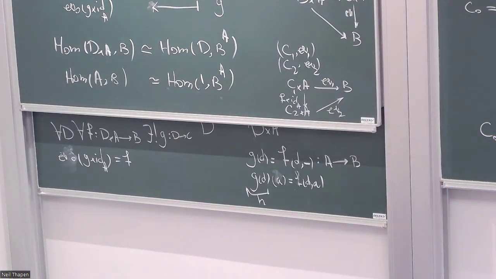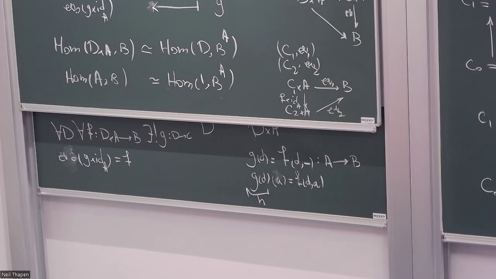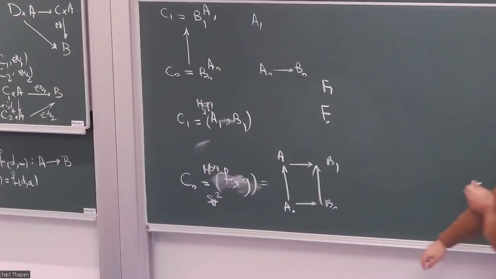So that weird guy is just my C0, and my C1 is all the functions from A1 to B1. So let's say this. This hom is in Set, this hom is in Set squared, right? Because it is just one, it's just the maximum, and so there is nothing more than that, right?